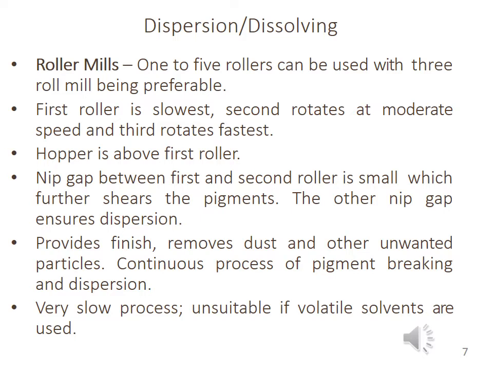So what are the characteristics of these roller mills? Why do we use these roller mills? These roller mills provide the finished product. They remove the dust particles and other unwanted particles present in our product. They allow the continuous process of pigment breaking, and dispersion takes place continuously using these roller mills.